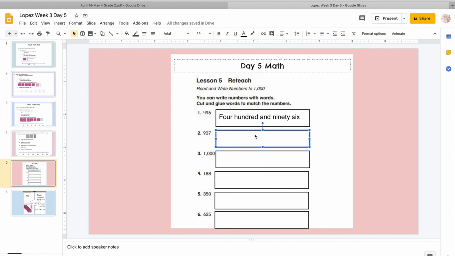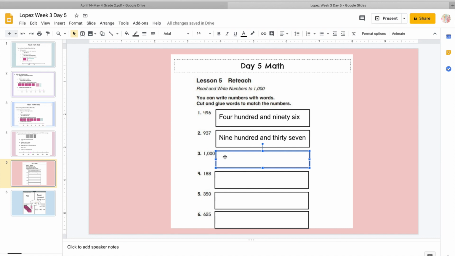I will do number 2. Number 2 is 937. So we have 937. And then I will do one more with you. I do want you to try the last 3 on your own. So number 3 is 1000.